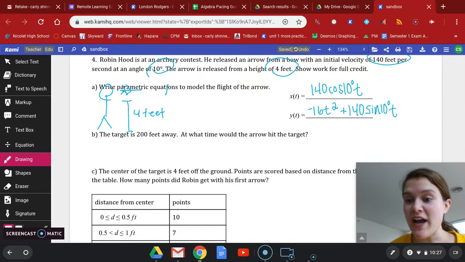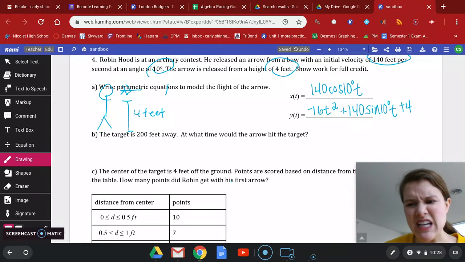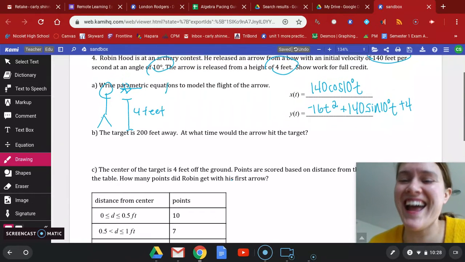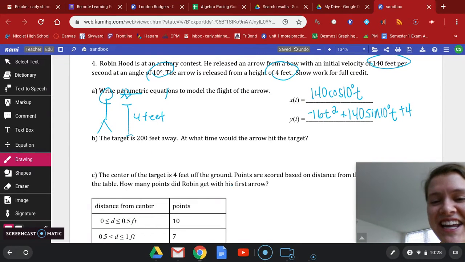It is from an initial height of 4 feet. So if that makes sense, the archer is holding it at a height of 4 feet. So I'm going to have a plus 4 at the end. Does that make sense? I wish you could tell me. I'll keep going. Teaching online is really hard. Alrighty. So that's how I would set up my equation.